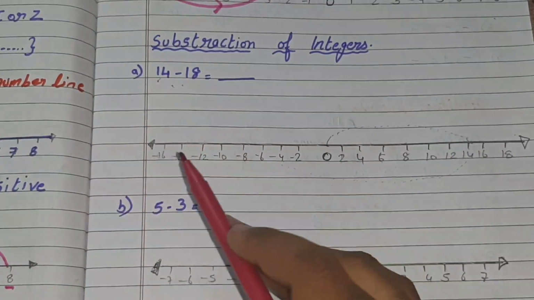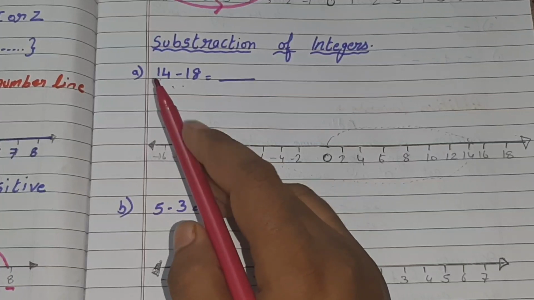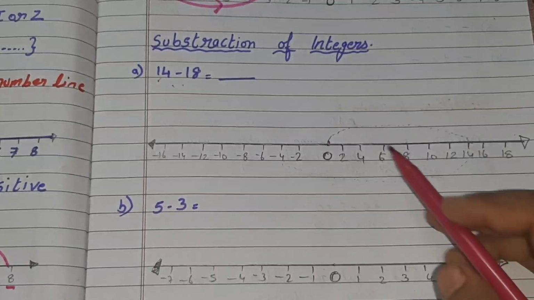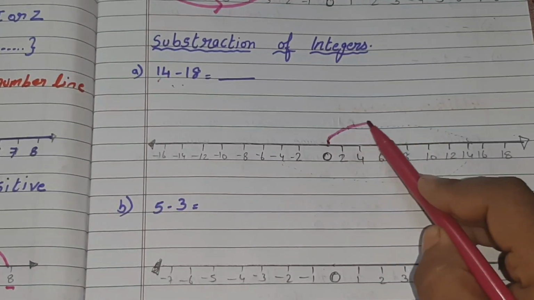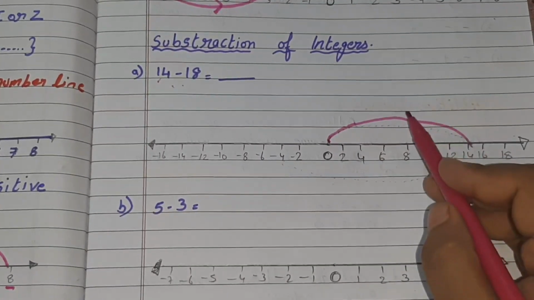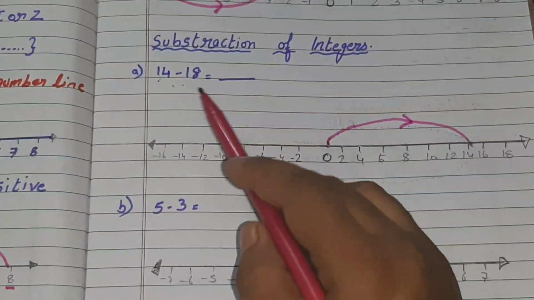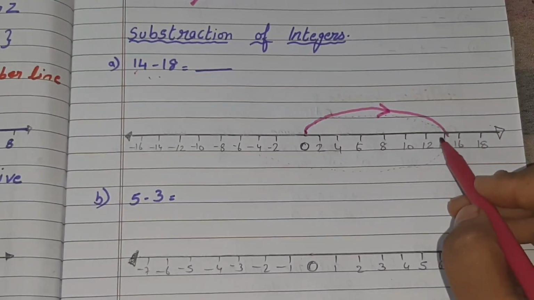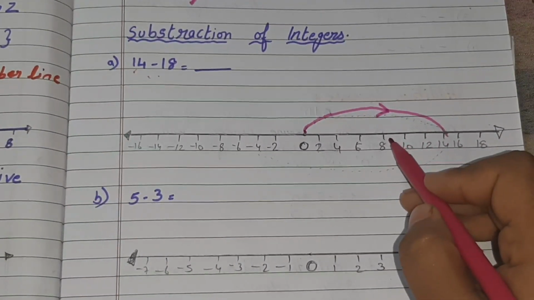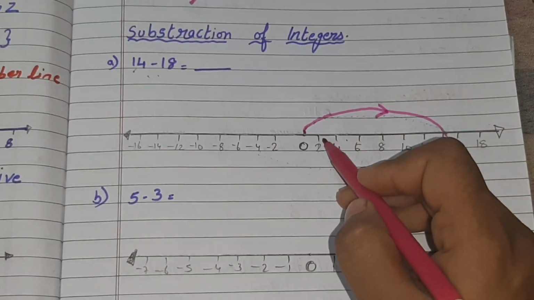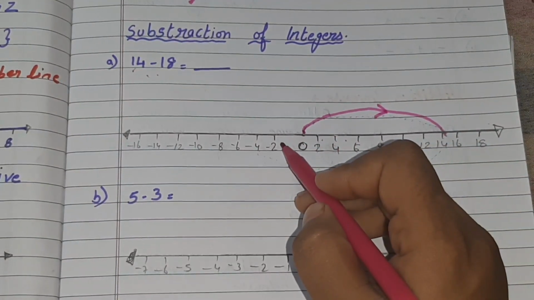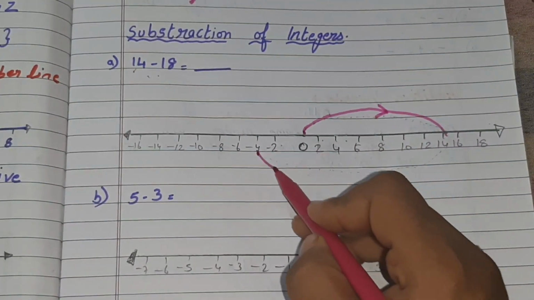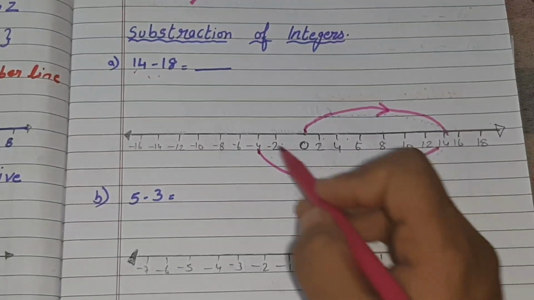14 minus 18, how will we do it? 14 is positive, so we will move towards 14. We will go 0 to 14. Then what is said? Minus 18. We have to count minus 18. So we will count in 2s: 2, 4, 6, 8, 10, 12, then 14, 16, then 18. So where will we go? We will directly move towards minus 4.